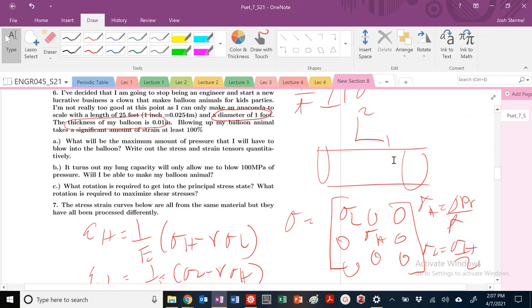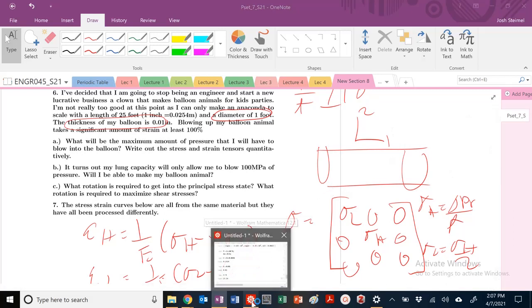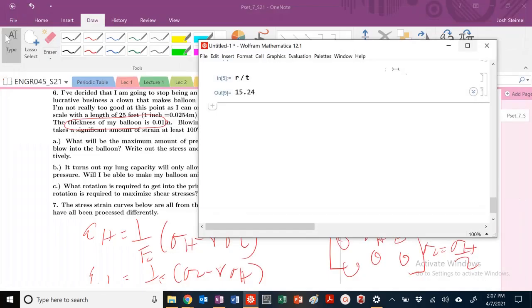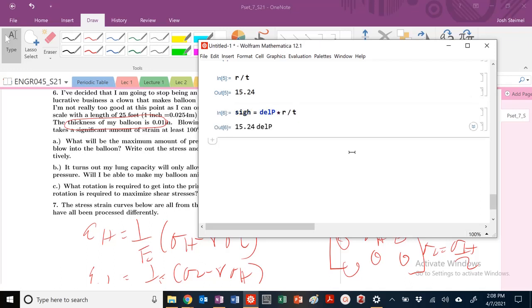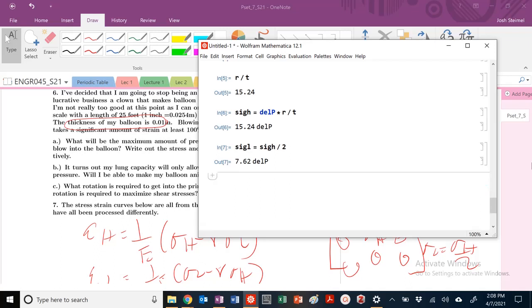So with that in mind, I can start to, again, write some of these values down. I don't need my LaTeX, not yet. We haven't written the exam just quite yet. So sigma H is equal to delta P times R over T. Sigma L equals sigma H divided by 2. And then I also know that my epsilon sub H is equal to 1 divided by Y. Actually, we'll save that for later.